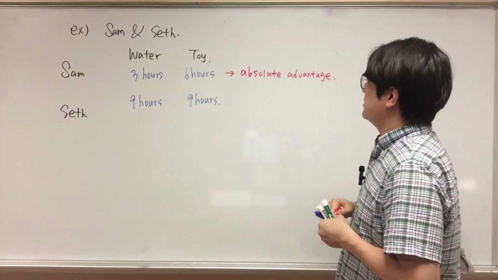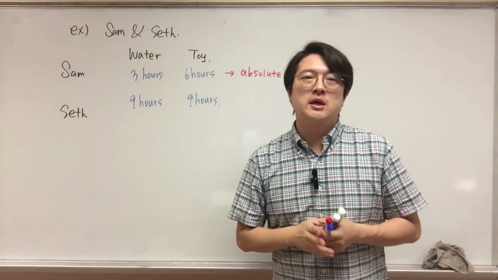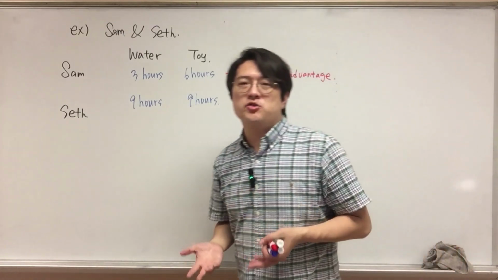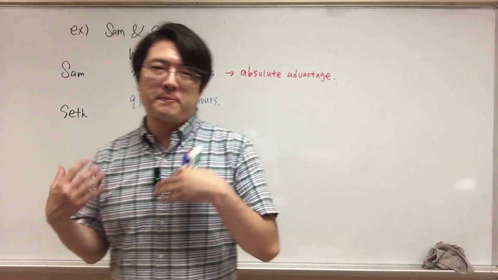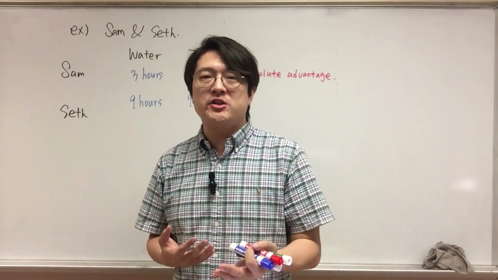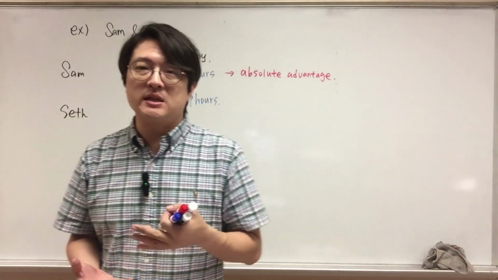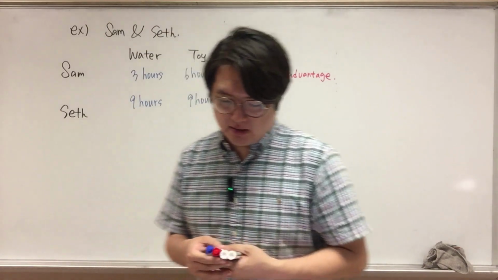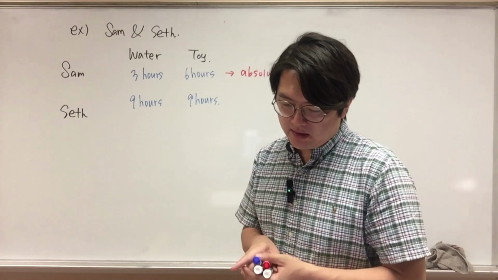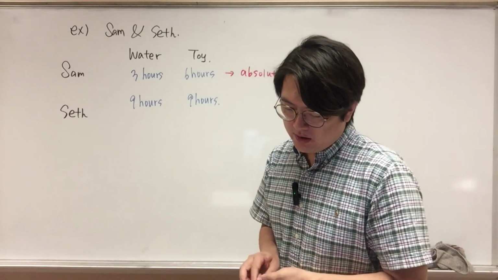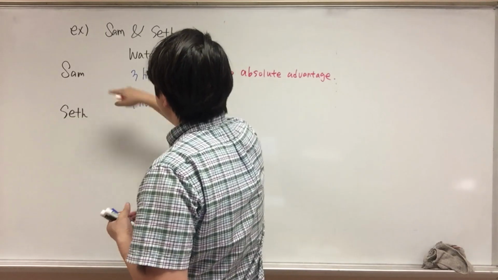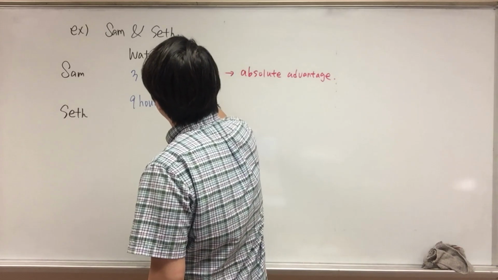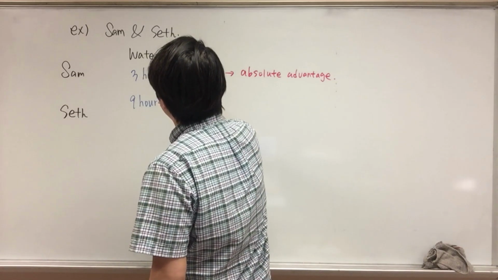Okay, Sam has absolute advantages. But even if Sam has absolute advantages, it's a big advantage for both to compare the comparative advantages, make one product each, and exchange them. Okay, so let's think about comparative advantages. If Sam chooses to make a bottle of water, what is the opportunity cost? 3 over 6, 1 half.